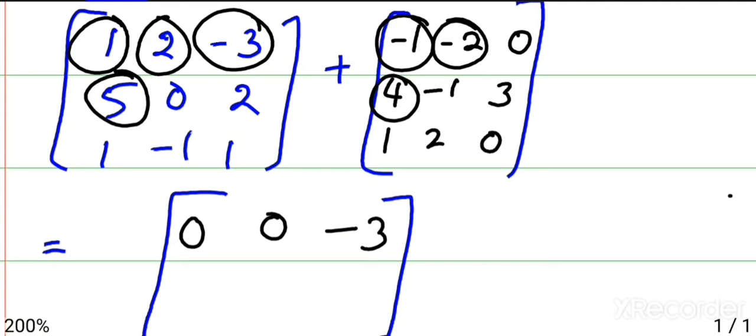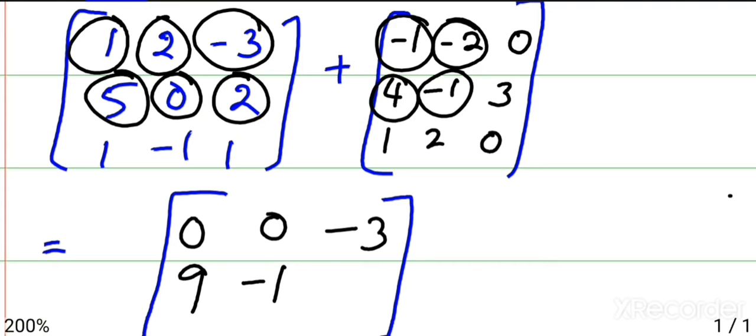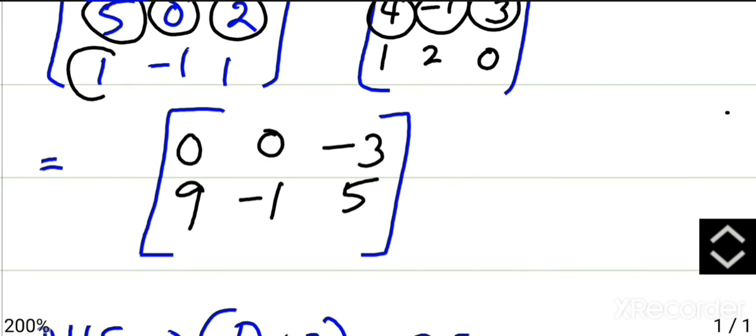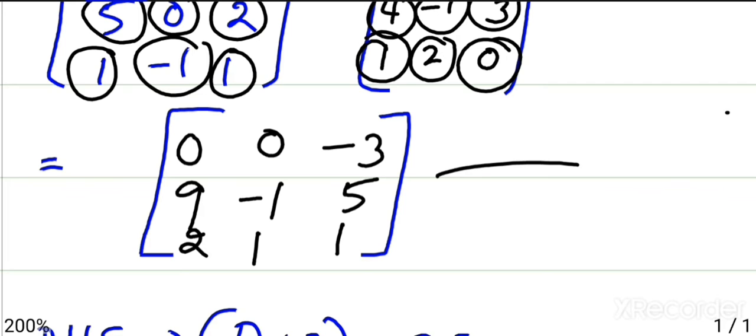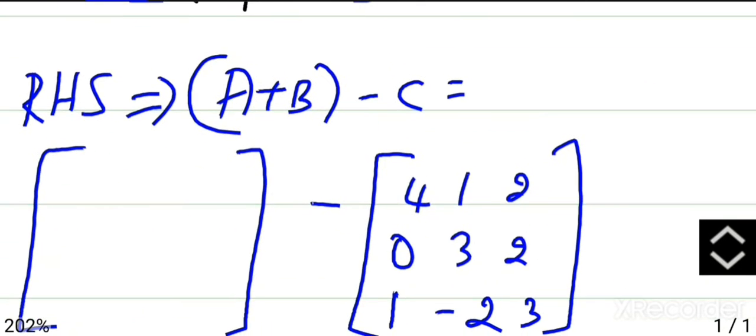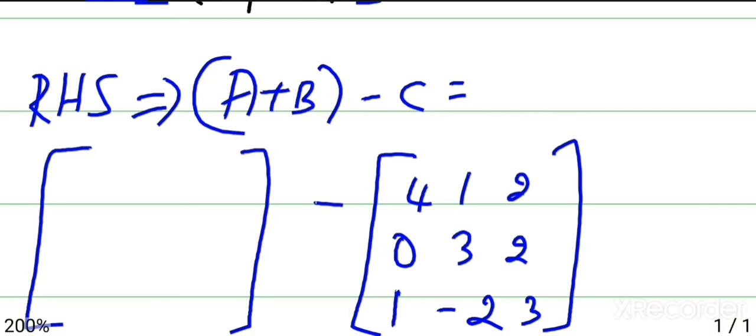5 plus 4 is 9. 0 minus 1 is minus 1. 2 plus 3 is 5. 1 plus 1 is 2. Minus 1 plus 2 is 1. 1 plus 0 is 1. So call this equation 1 or side 1, the LHS. Now the RHS.